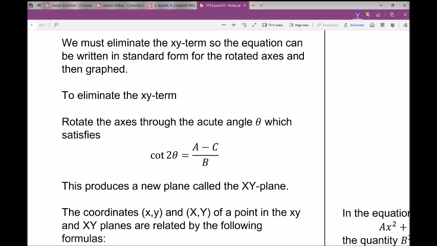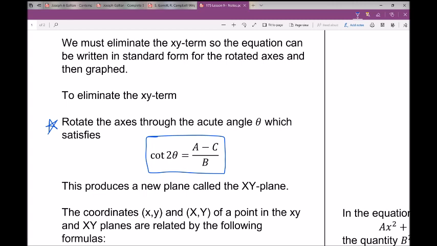Okay, so for your test, this is what I'm most worried about: can you find the angle that we rotate the axes through, and also can you distinguish between the different kinds of conic sections? And we'll talk about that in a little bit. So this formula is very important. That's always the first thing you want to do before you eliminate the xy term.